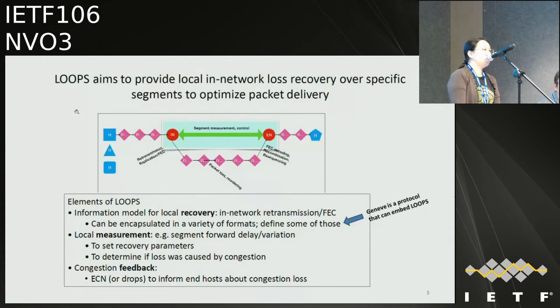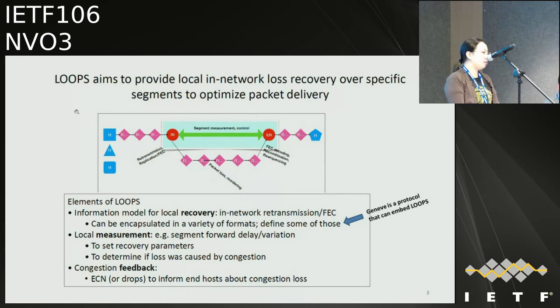So LOOPS, the local optimization of path segments, has the goal of providing so-called local in-network loss recovery over specific segment or segments to optimize the packet delivery. Here the segments actually means the overlay hop. The local means over a single overlay hop. The in-network loss recovery can be done either by retransmission or by forward error correction, FEC.